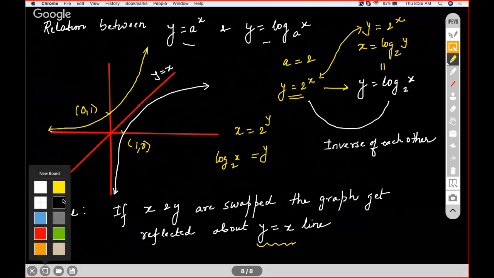So with this rule in mind, can we plot the graph of x equal to y square minus 4y plus 3? Okay, yeah. Try it out. So x equal to y square minus 4y plus 3. If x and y are swapped, the graph gets reflected about the y equals x line.